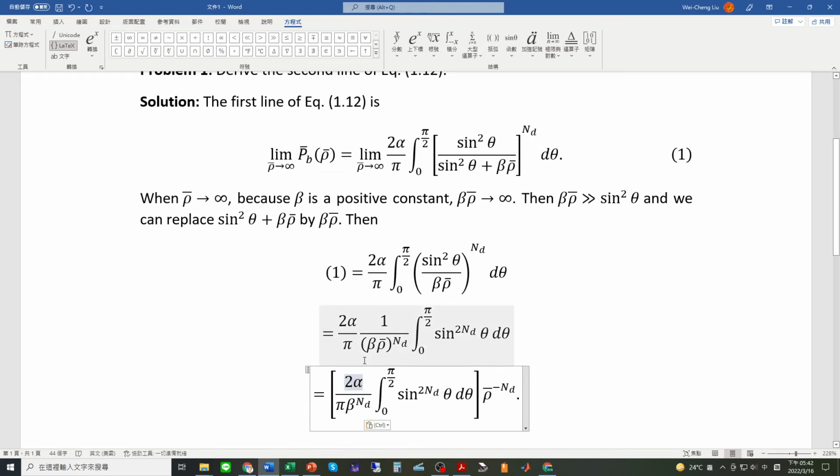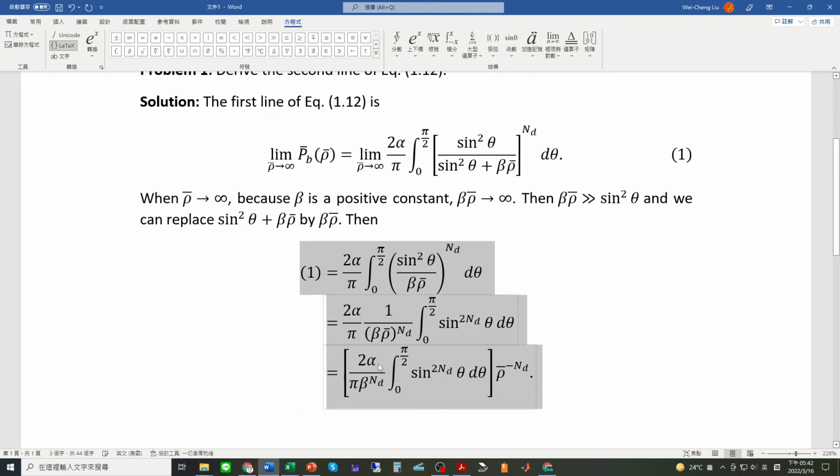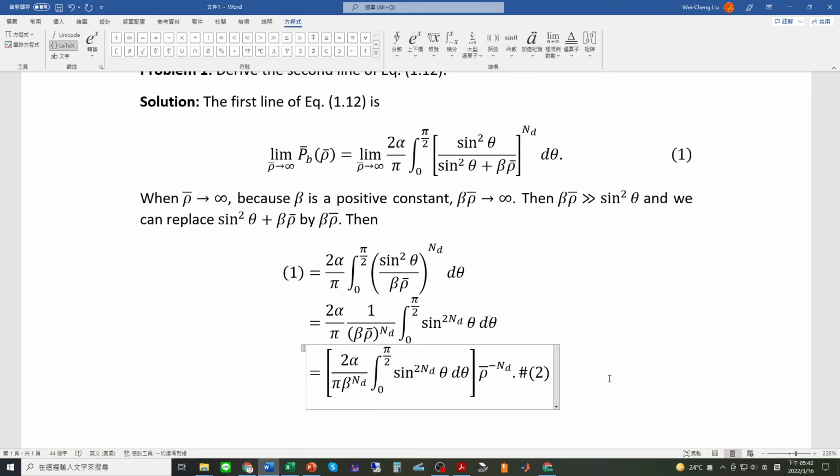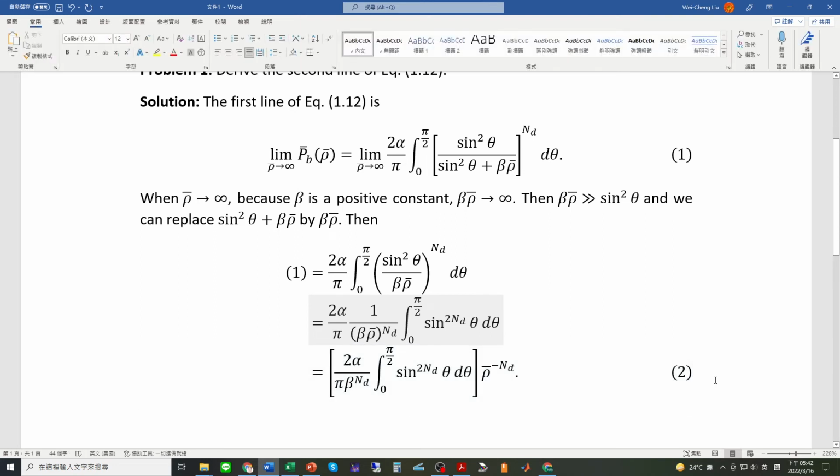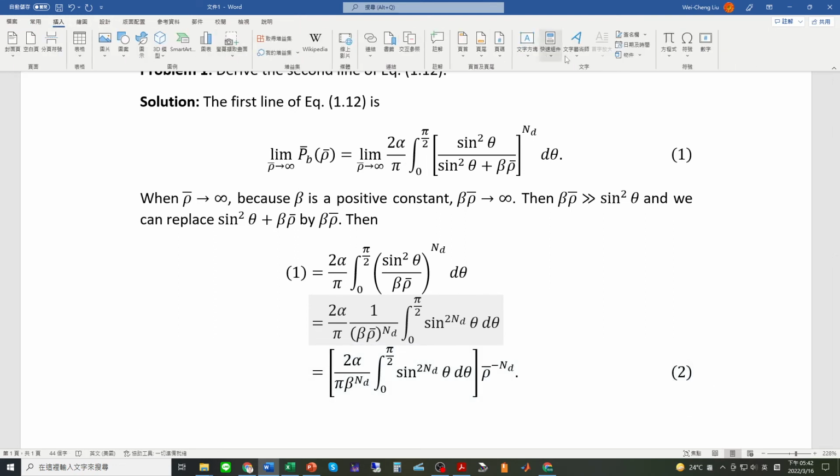So it is equal to 2 alpha over pi times beta to the power of nd. And then we move the rho bar to the power of nd to the end of this equation, so it becomes rho bar to the power of minus nd. And this integration remains the same. Let us align at the equality and add the equation number here. So we have finished the solution here.